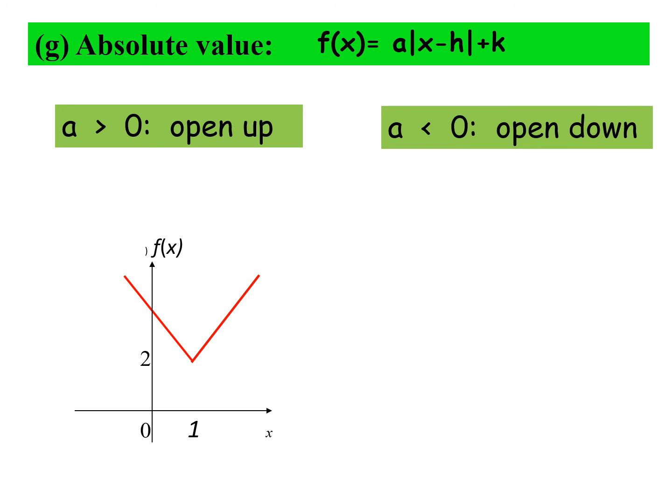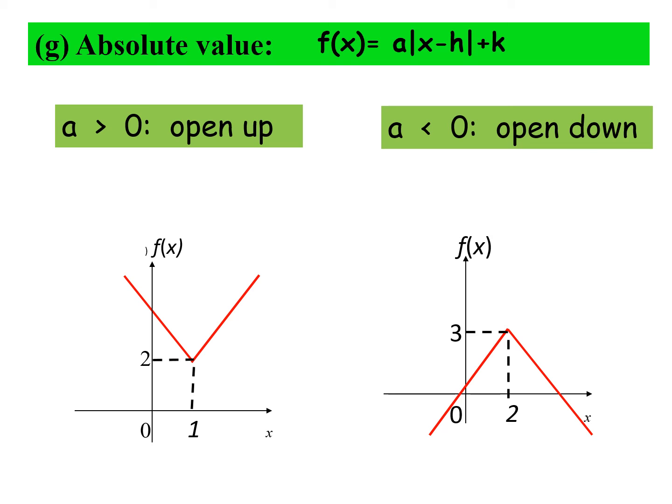If a is less than 0, the graph opens down in the shape of an inverted V. So this is an inverted V graph with vertex (2, 3). So the first graph is f(x) = |x − 1| + 2, and the second graph is f(x) = −|x − 2| + 3. So it represents the vertex here, |x − h| + k. So a is 1.